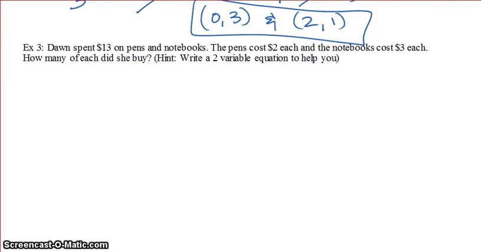Alrighty. Last problem. Dawn spent $13 on pens and notebooks. The pens cost $2 each and the notebooks cost $3 each. How many of each did she buy? Hint, write a 2-variable equation to help you.